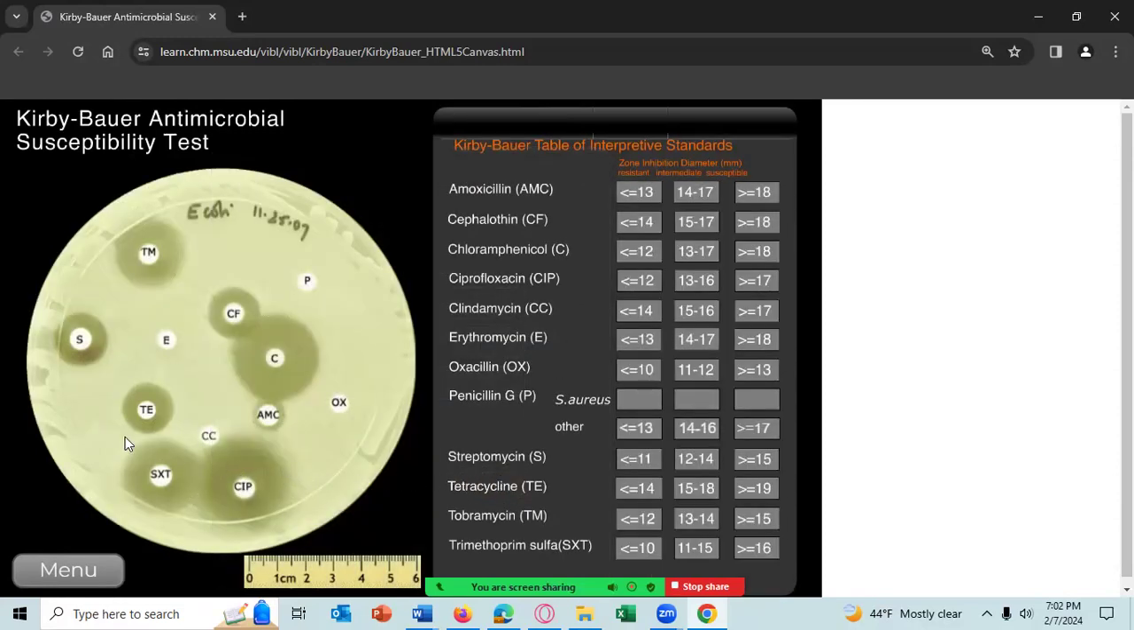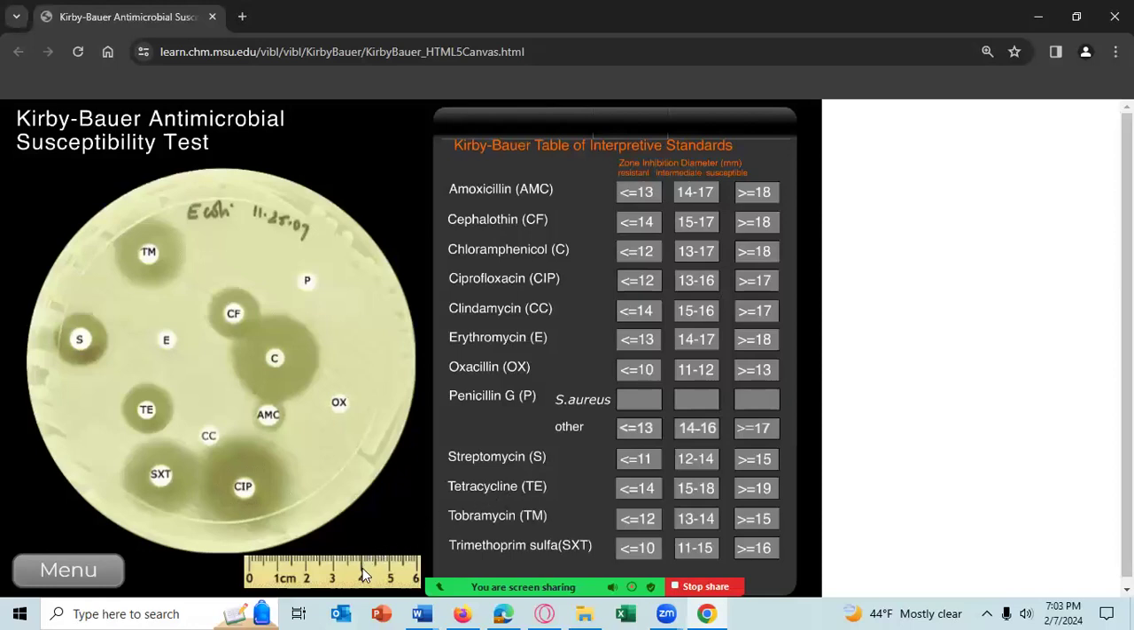And this shows you the Kirby-Bauer disc diffusion method test. It's already been incubated. The different antibiotics are here. TM stands for, I don't know that antibiotic, tropramycin. So let's go S. That one is probably streptomycin. That one I know of.